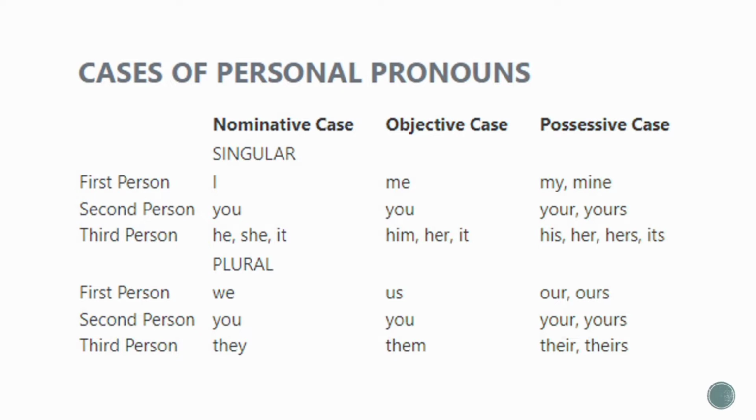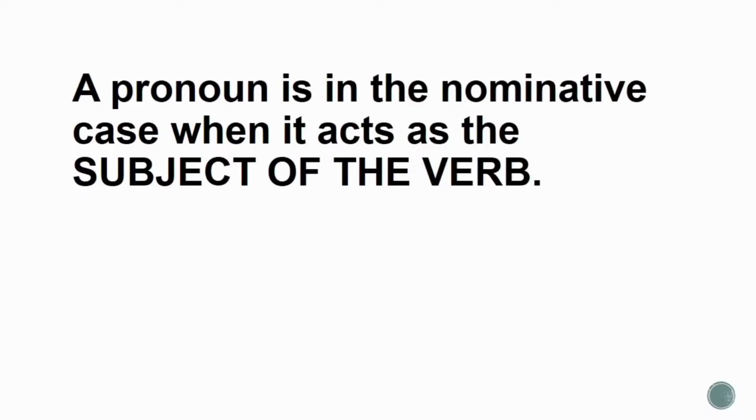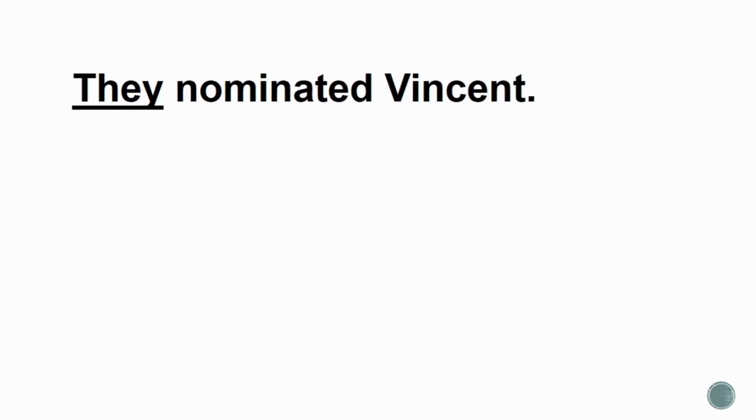We will tackle each of the cases in detail in the following slides, and we begin with the nominative case. A pronoun is in the nominative case when it acts as subject of the verb, like in this example, they nominated Vincent. So in this case, our pronoun they is the subject of the verb nominated, doing the action of nominating our object. And we used a pronoun which is in the nominative case. We did not say them nominated Vincent. That would be in the objective case, and that would not make sense.